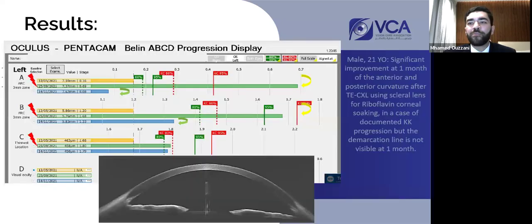This is a case of a 21-year-old male with a significant improvement at 1 month of the anterior and posterior curvature. We know that after performing cross-linking, we have the phenomenon of corneal flattening. The study that I presented today in Dubai was about corneal flattening, but here I just show this case that had significant corneal flattening at 1 month after treatment.